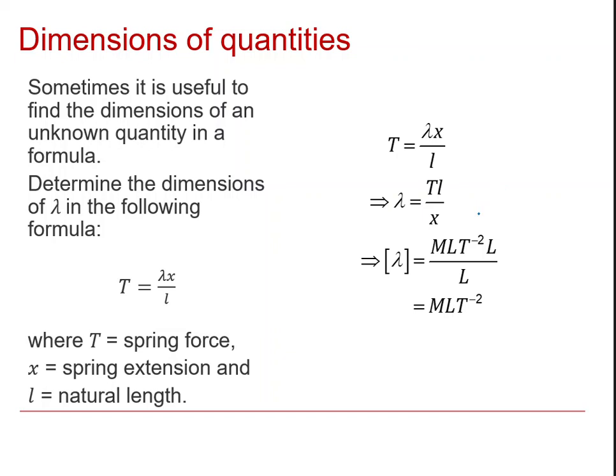We change the subject, getting the rather obvious result TL over x. And then you put the dimensions in for T. There's force, MLT to the minus 2. There's length, L, and another length underneath. So we end up with the conclusion that the dimensions of lambda are MLT to the minus 2.